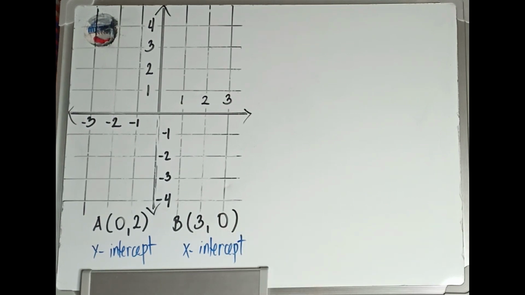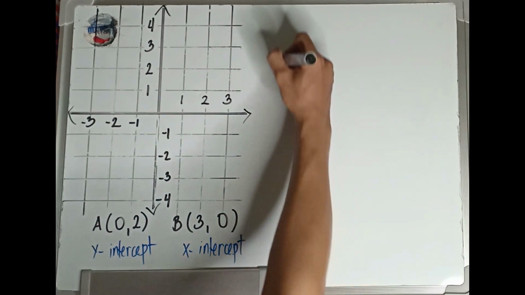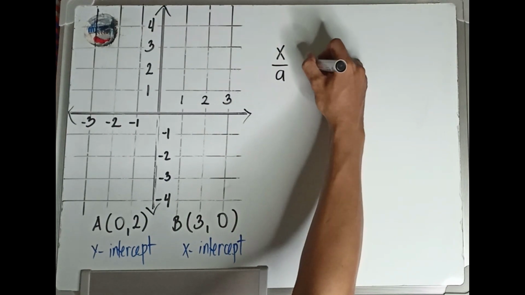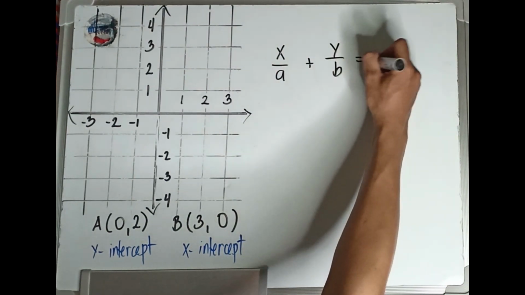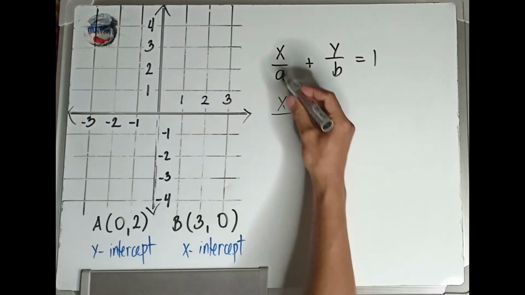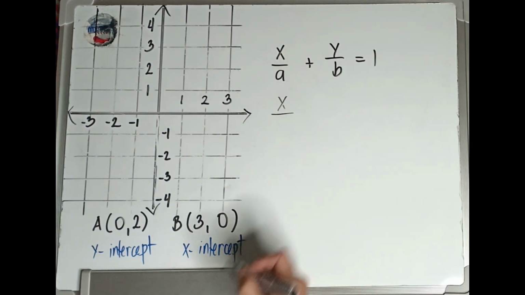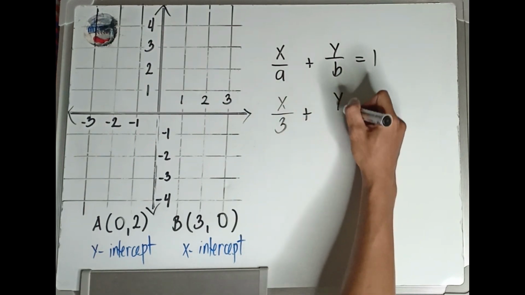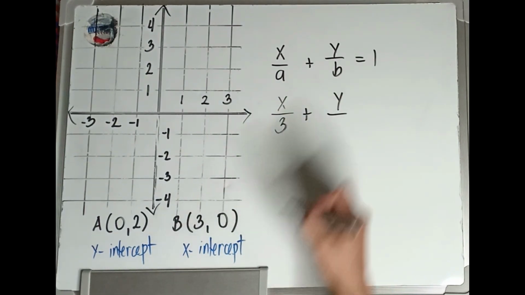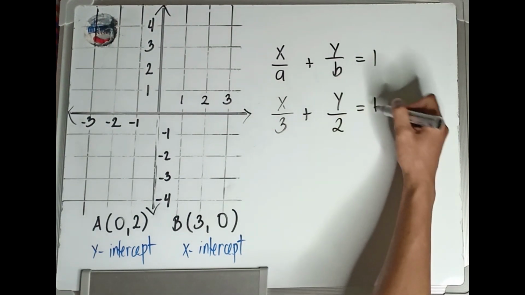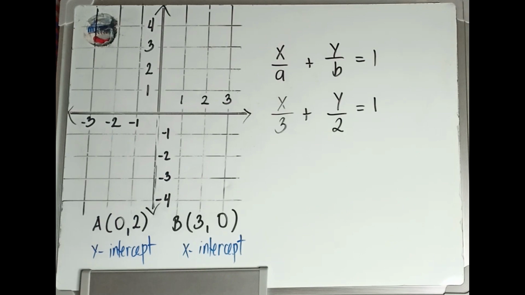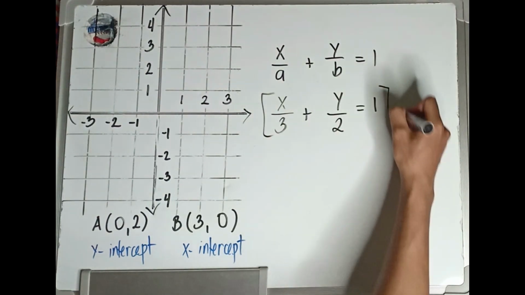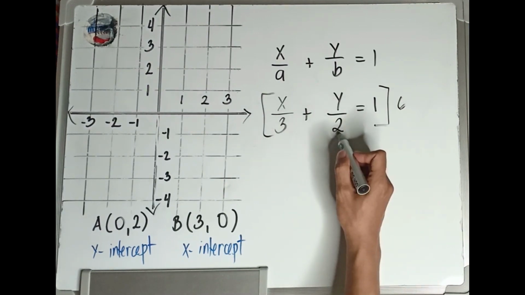So, to find the equation of the line using x and y-intercept, our formula will be x over a plus y over b is equal to 1. So, x over the value of our x-intercept will be 3 plus y over the value of our y-intercept is 2. Then, that is equal to 1. So, we have to remove the denominator. So, we have to find this common denominator of 2 and 3. And that is 6. So, we simply multiply 3 times 2 and that is 6.